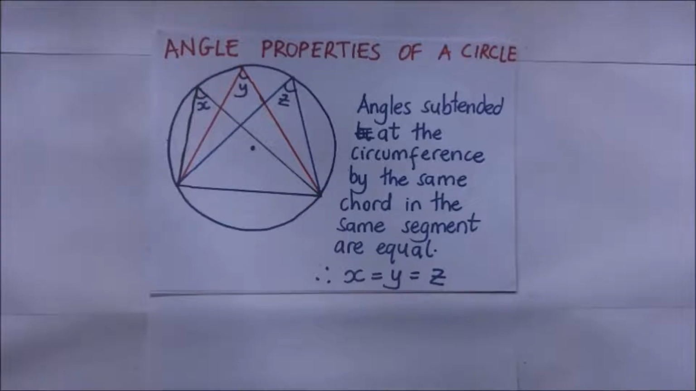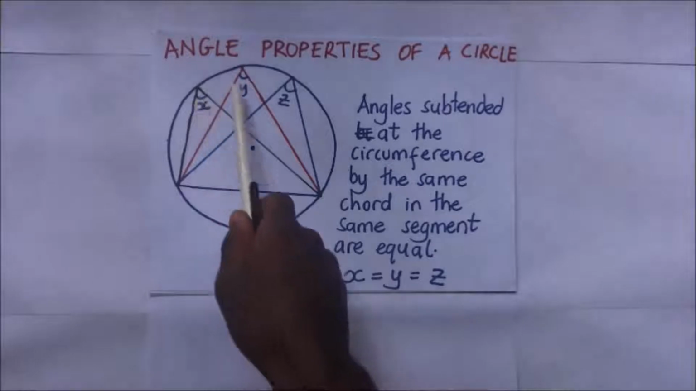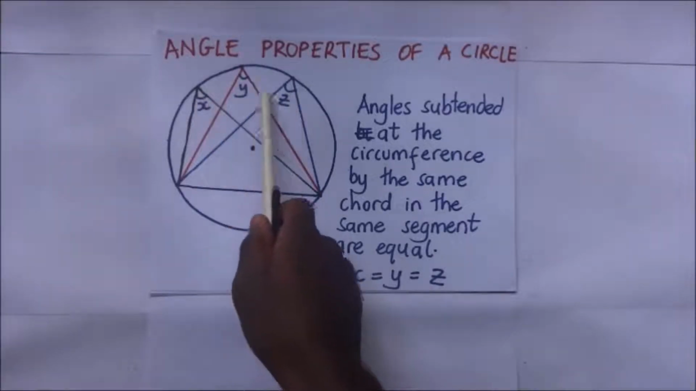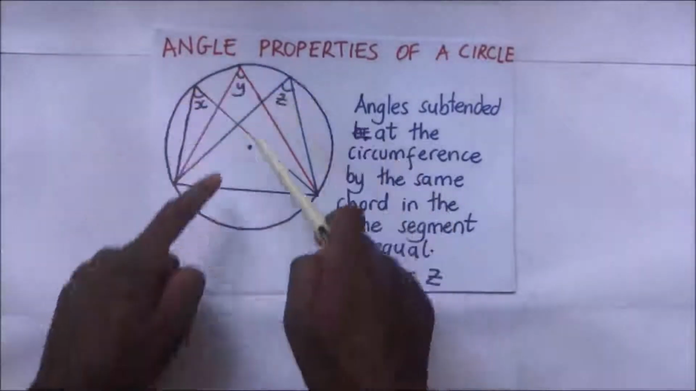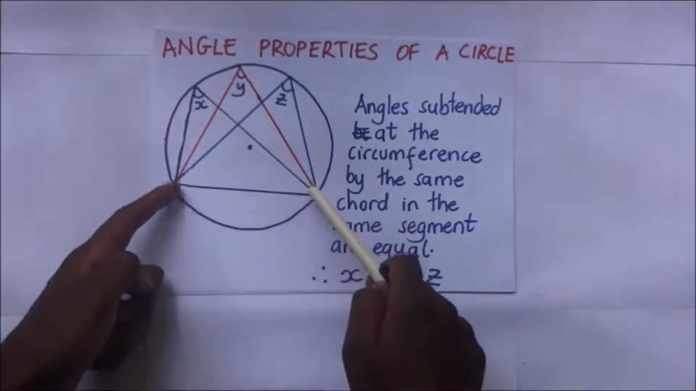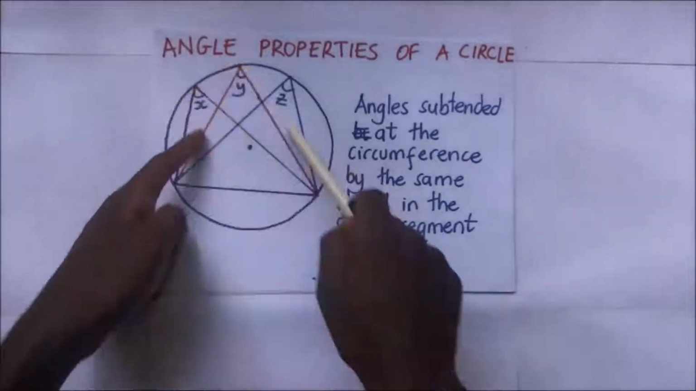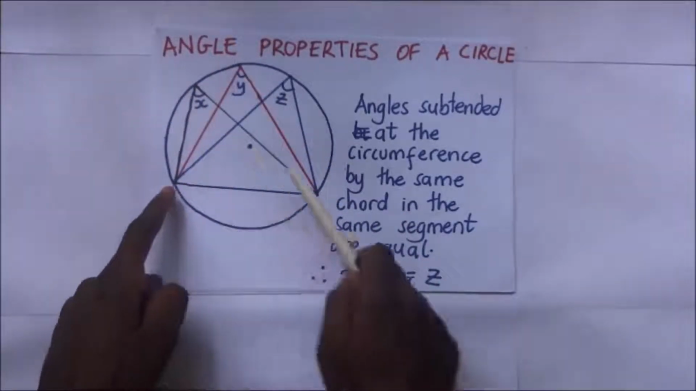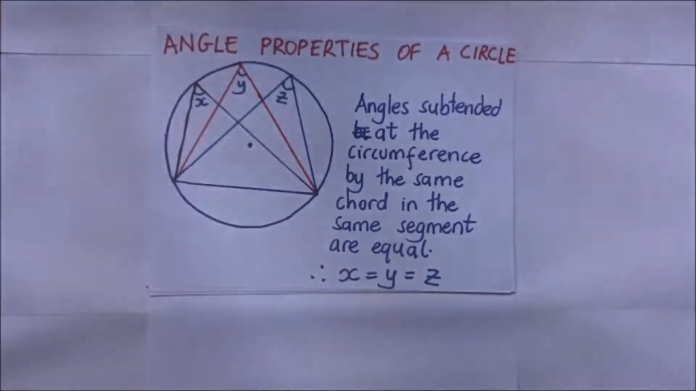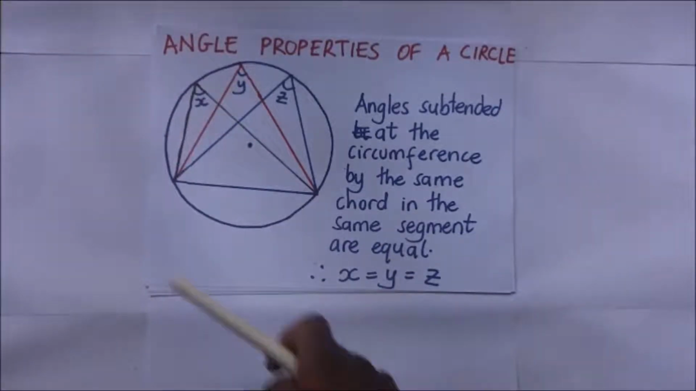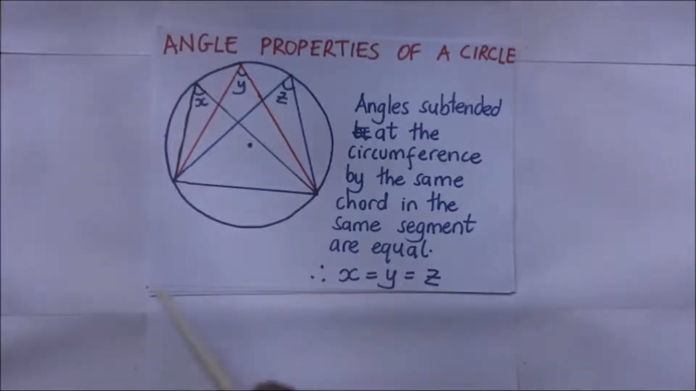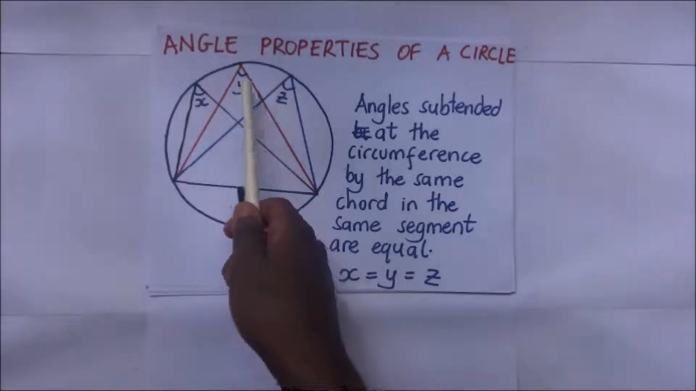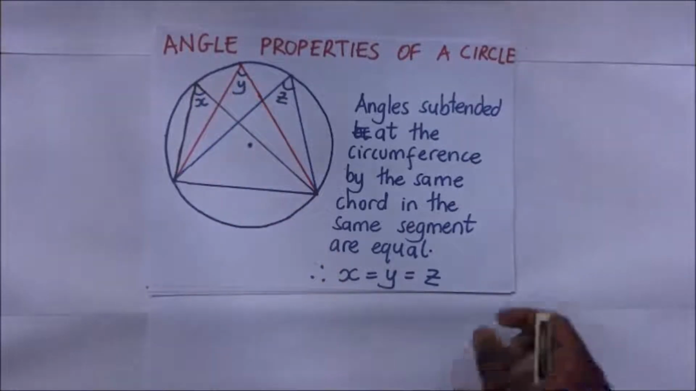Let's look at the first property here. We have angles that are subtended at the circumference. You find that this same chord subtends angle Z to the circumference, angle Y to the circumference, and also angle X to the circumference. And we are saying that angles that are subtended to the circumference by the same chord are equal. So in this case, the values of X, Y, and Z are all equal.